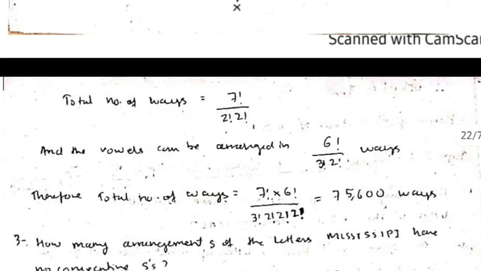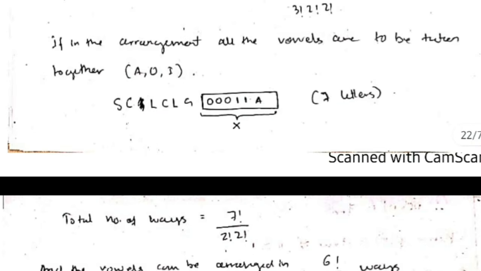Okay, so we'll be getting the number of ways as 7 factorial by 2 factorial and 2 factorial in the denominator. Why 2 factorial? Because C is repeated twice here, L is repeated twice here. And this is considered as a single letter, so we will not be considering what is inside it. We'll see that in the next step.